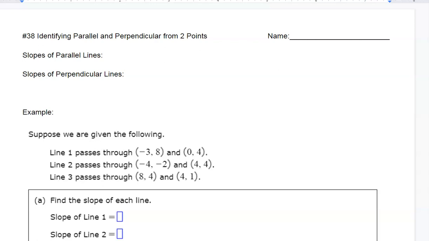Hello class. Well, today we're going to be talking about identifying parallel and perpendicular lines from 2 points.